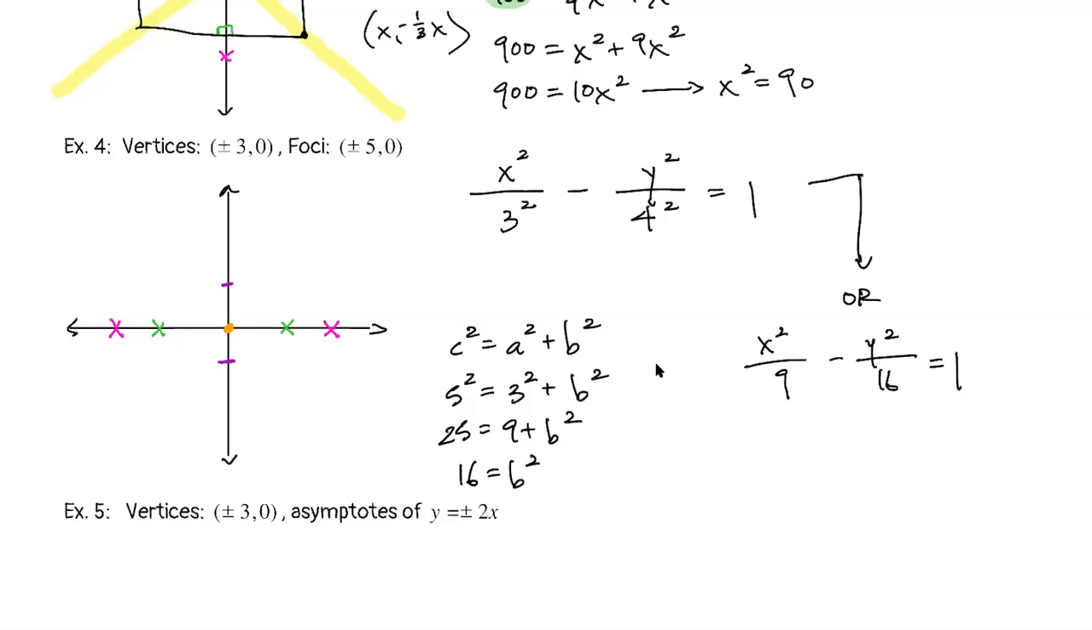Okay. So for a lot of these problems, you're given some of the numbers, but not all of them. And so that Pythagorean relation is really key to helping you figure out what's the other number you need for your equation. Okay. Any questions about number 4?